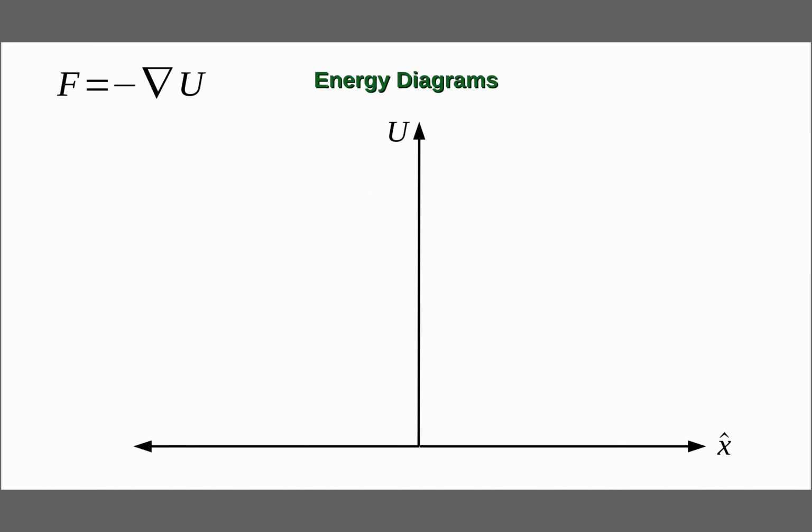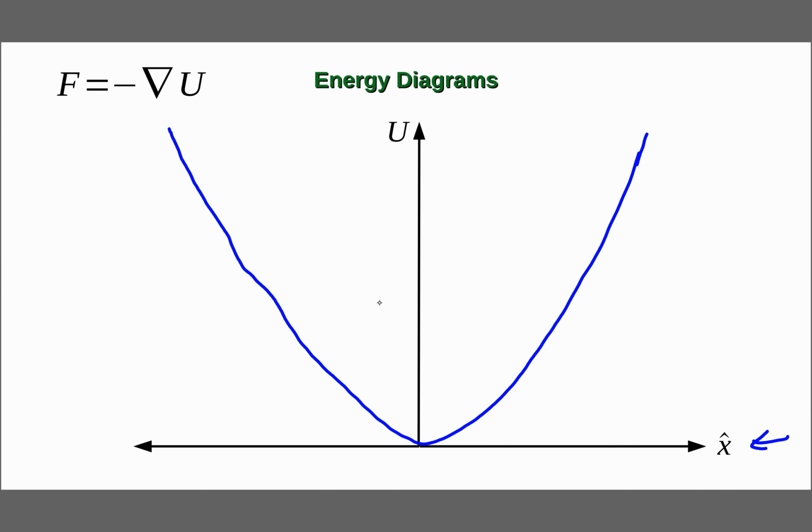Okay? And then the last thing I want to mention is energy diagrams. So we have on the x-axis here the displacement, okay, or the position. And we have on the y-axis here the potential energy, okay? So if we look at the example of a spring, its potential energy looks like this. It's a horrible drawing. It's a parabola centered at 0, okay? But we get the gist of it from this drawing.